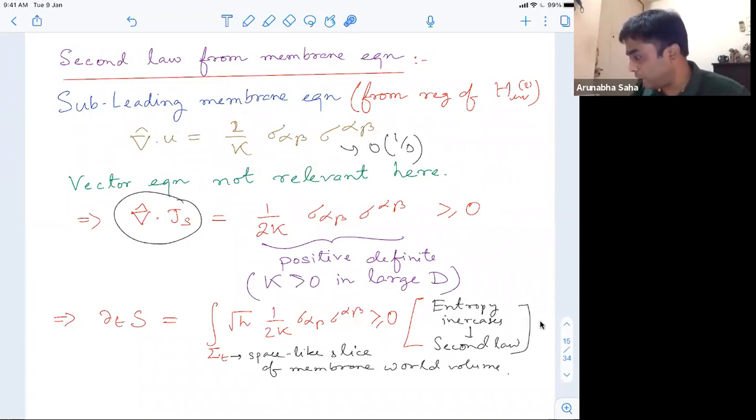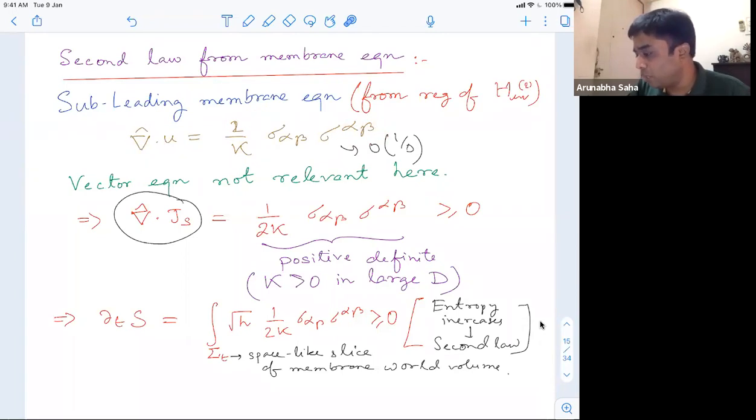And another property of large D is that kappa is positive definite. I will not go into the details. I can tell you, but let's just assume that kappa is positive definite. And this sigma alpha beta is the variation of the velocity orthogonal to the velocity. So it has mostly spatial components only. So this is also a positive definite quantity. And due to various orders in D of various terms, this whole term is actually order 1 over D. That's what I said, the divergence of U is order 1 over D.